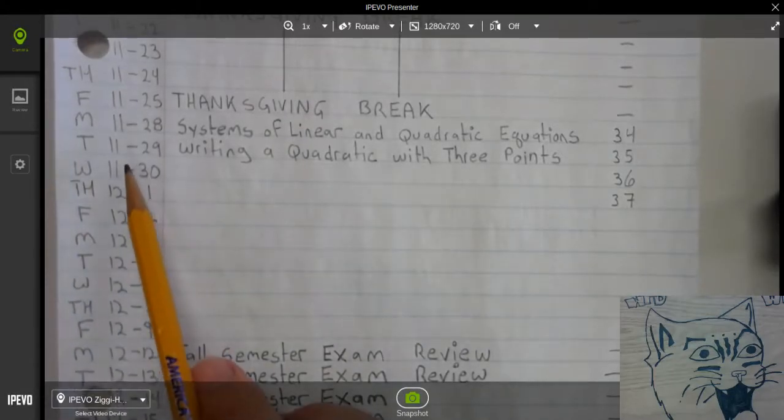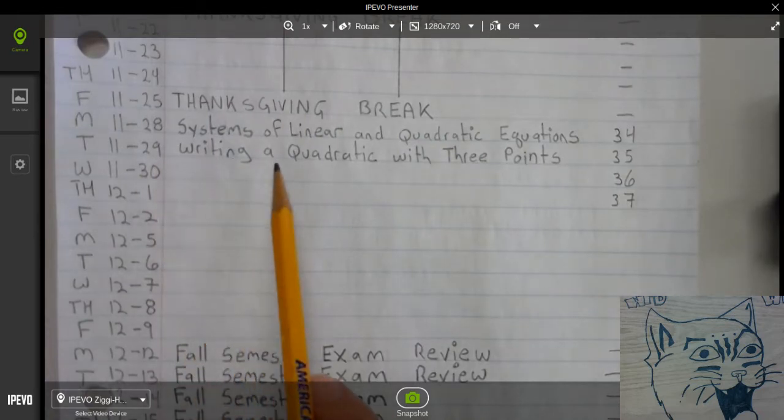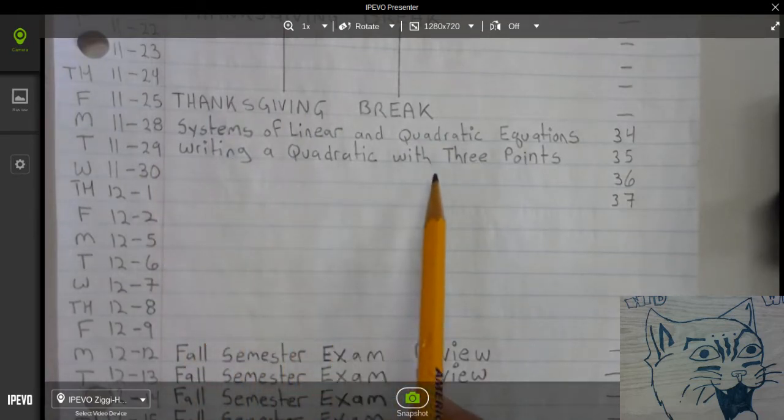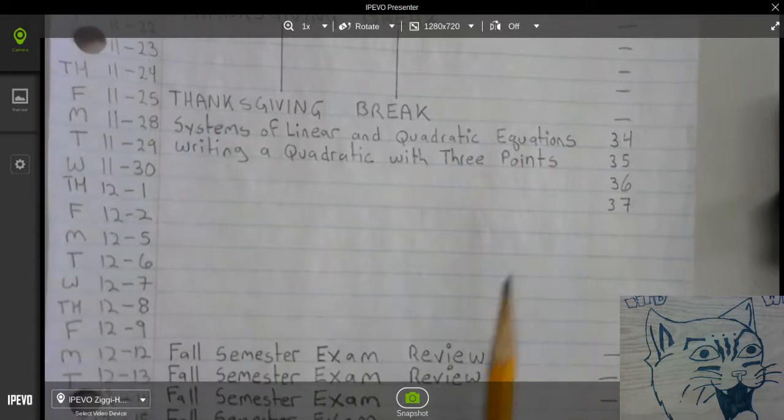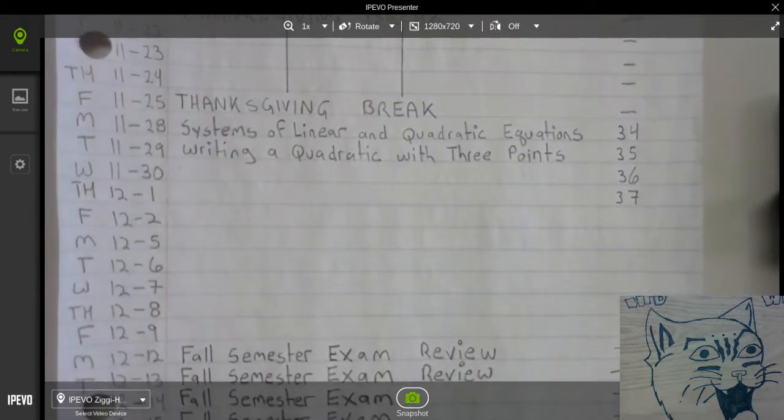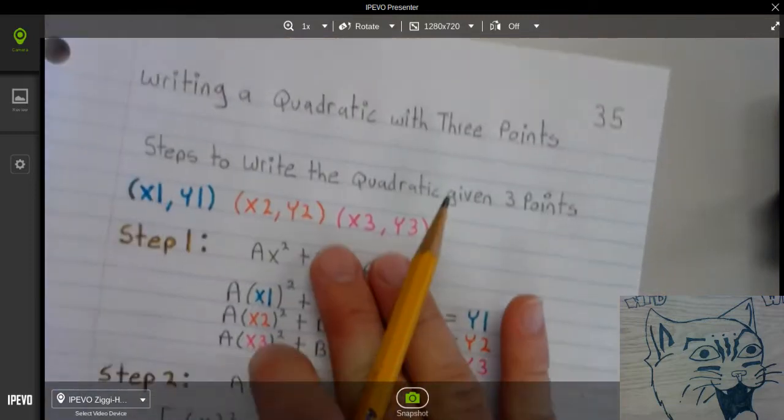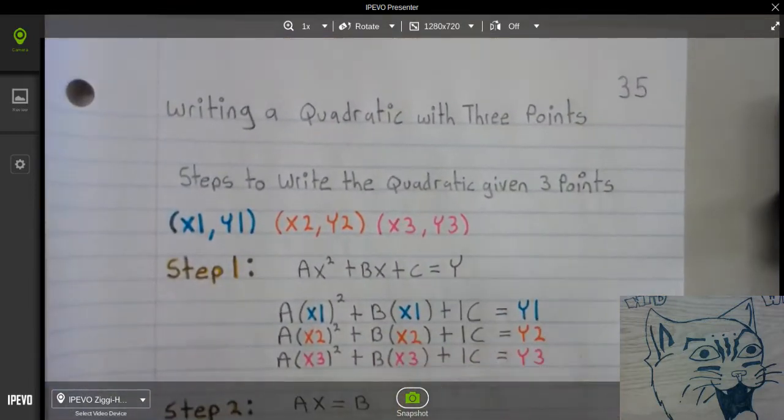All right, today we're looking at Tuesday, November 29th, writing a quadratic with 3 points, and that's going to be on page 35. So if you would, pause the video and update your table of contents. All right, now that your table of contents is updated, let's look at our notes.